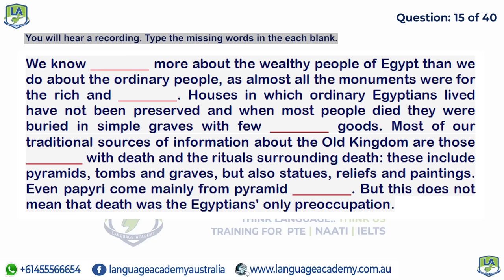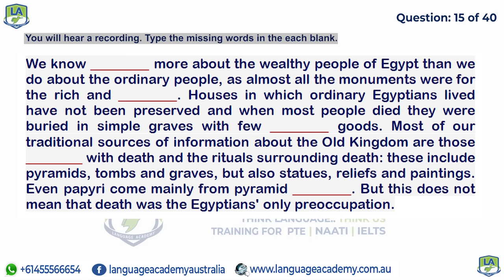We know infinitely more about the wealthy people of Egypt than we do about the ordinary people, as almost all the monuments were for the rich and influential. Houses in which ordinary Egyptians lived have not been preserved, and when most people died, they were buried in simple graves with few funerary goods.